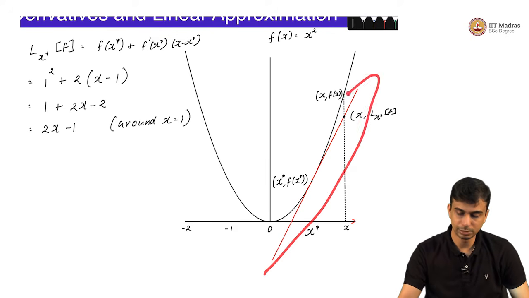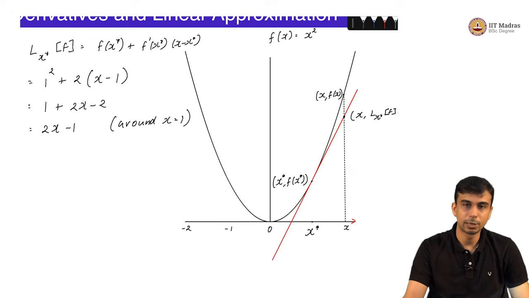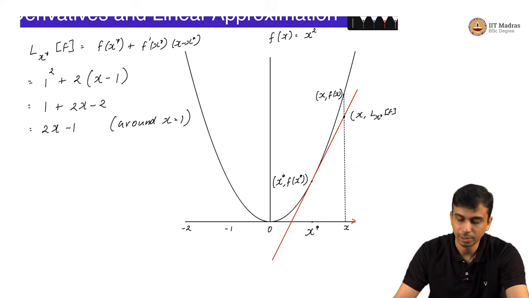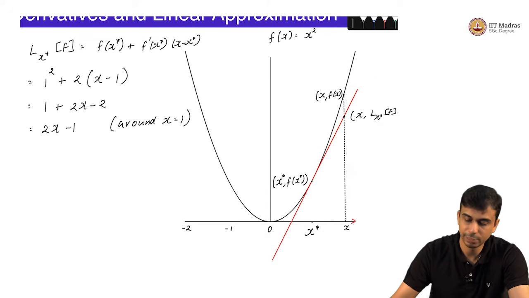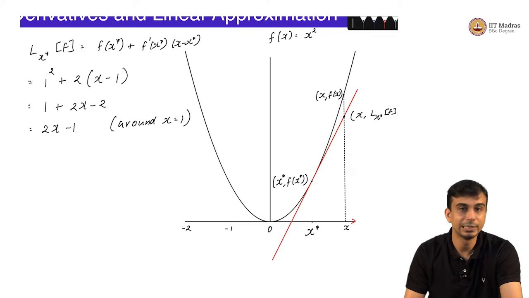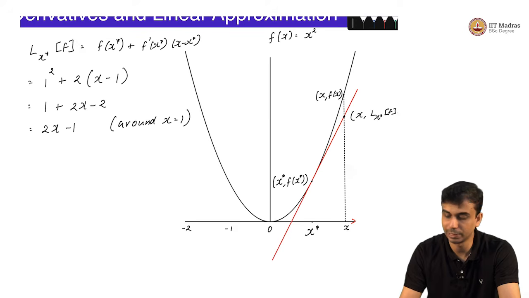So, that is the reason why I am saying that Lx star of f is an approximation of f around x equal to x star, right. So, that is what we mean by saying that Lx star of f is a linear approximation. And why is it a linear approximation? You can see that the graph of Lx star of f is a straight line. Why is that? Because this is 2x minus 1, this is a linear function of x, it is an equation of a straight line.